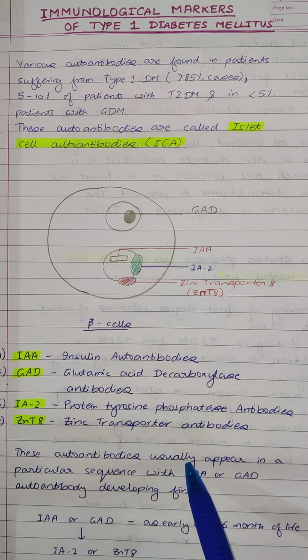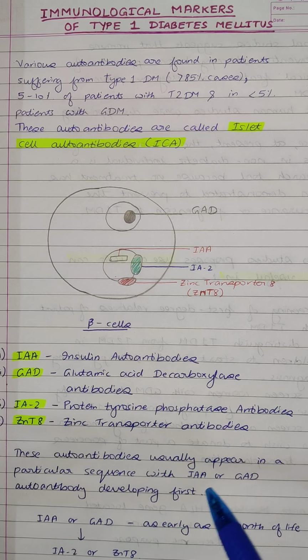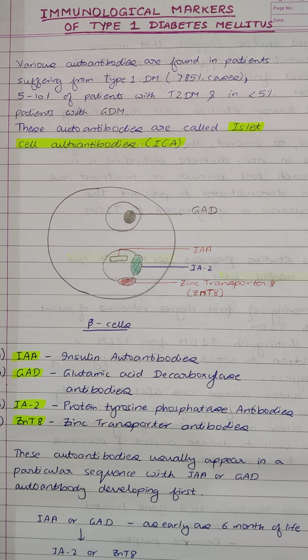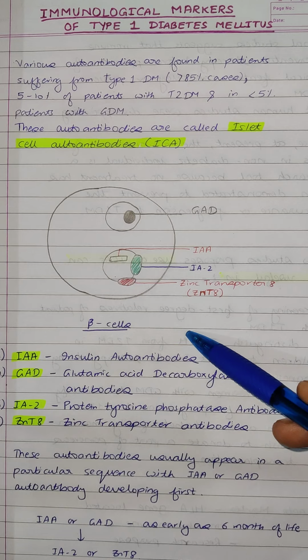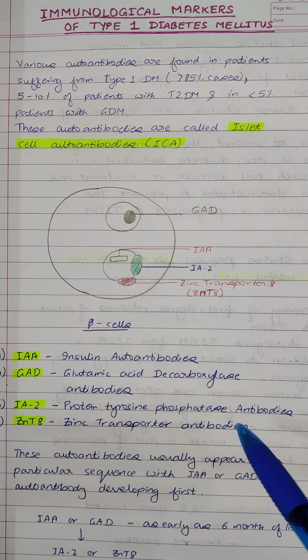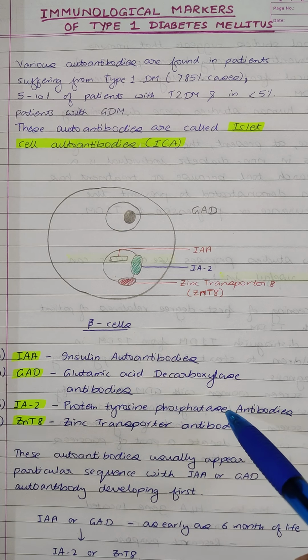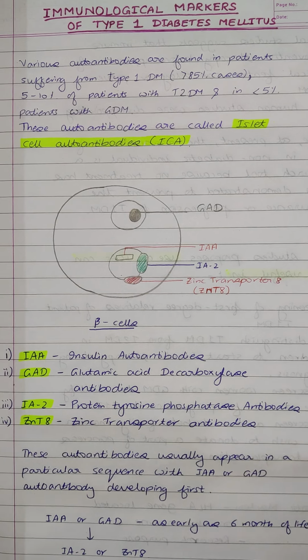Also, these autoantibodies appear in a particular sequence, with IAA or GAD appearing first. They may be present as early as 6 months of life, because we know that type 1 diabetes mellitus is a diabetes mellitus of childhood. After that, IA2 and zinc transporter 8 antibodies develop. This can be asked in orals: what are the various immunological markers or autoantibodies found in type 1 diabetes mellitus patients? Especially this can be asked in orals in MD examinations or for MD biochemistry examinations.